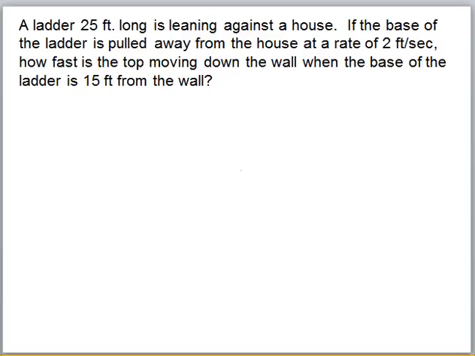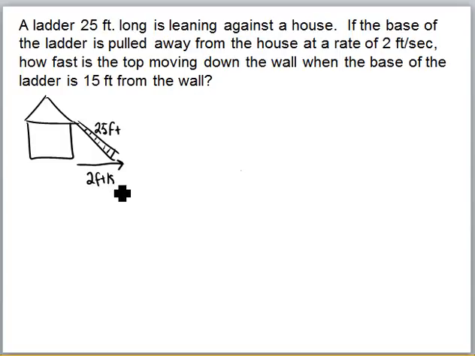Next example of related rates, we have a ladder that's leaning against the house. So here's my house. Here's my ladder. And it says that it's a 25-foot ladder. If the base of the ladder is being pulled away from the house at a rate of 2 feet per second, how fast is the top moving down when the base of the ladder is 15 feet from the wall?